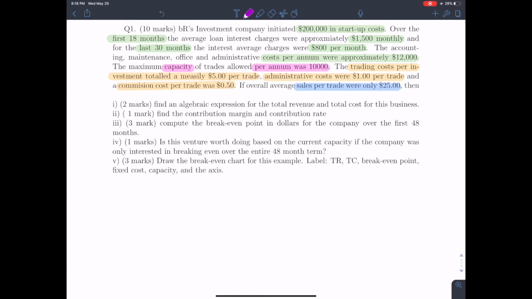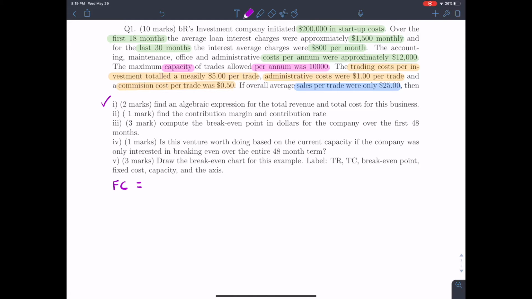So in order to answer, the first component is finding my total revenue and my total cost. So first, my fixed costs. Now I have to be really careful here because all these different costs that I have, the ones highlighted in green that you see, are at different intervals of time.